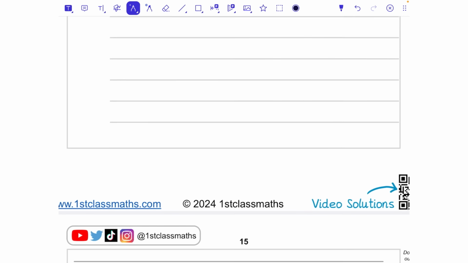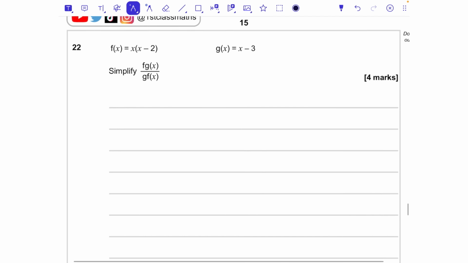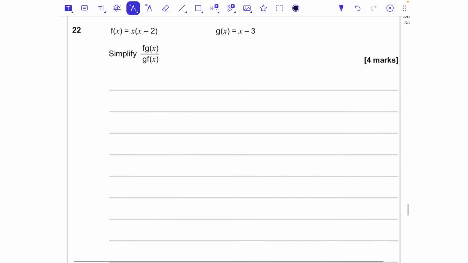There we go. Question number 22. f of x is x lots of x minus 2 and g of x is x minus 3. Simplify f of g of x over g of f of x. Now these are composite functions. So when we say f of g of x, we are saying let's put x into g and then whatever we get out of it, we'll take that and we'll put it into f. So x going into g gets me x minus 3. That's what that function does.